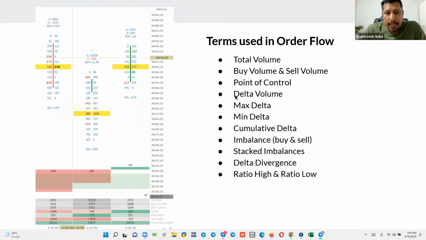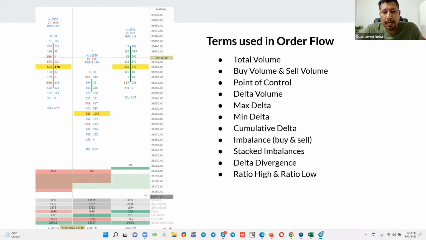Then there is delta volume. Delta volume is nothing but the difference between the buy volume minus the sell volume. If the buy volume is more than the sell volume, the delta is positive. In this particular candle or bar, you can see that the delta is 204. That's nothing but 2088 lots minus 1844 lots. Then max delta and min delta is the movement of delta from the start of the interval till the end of the interval.